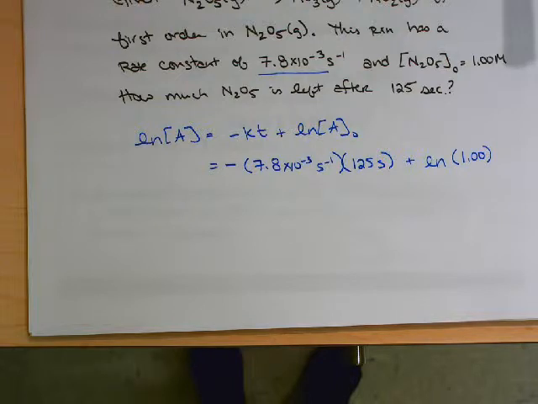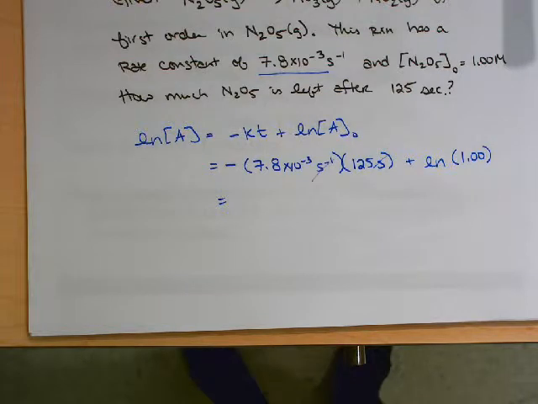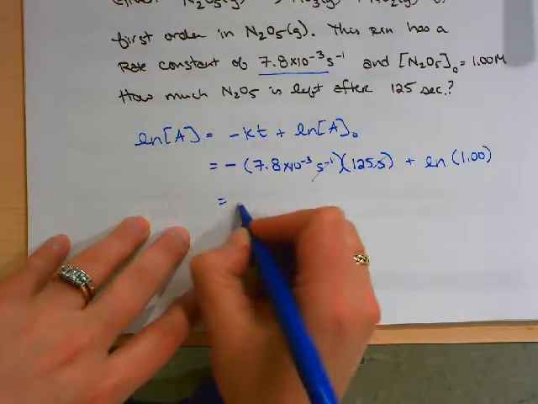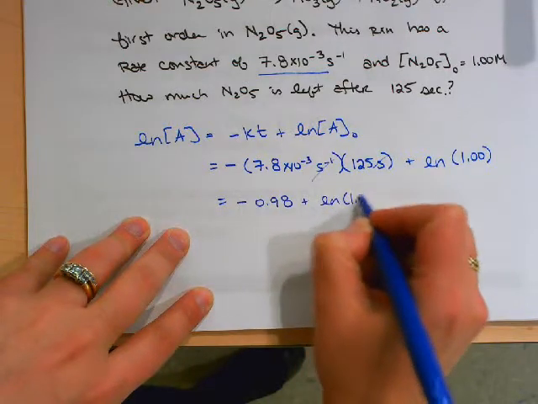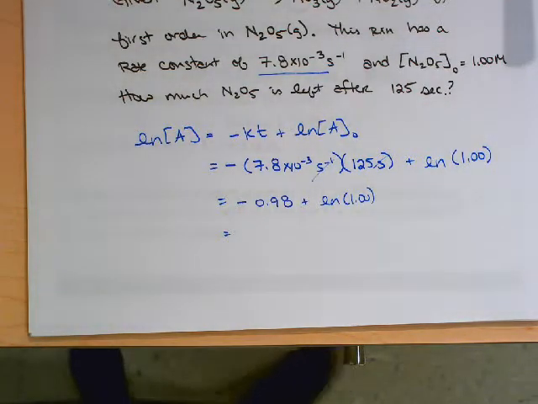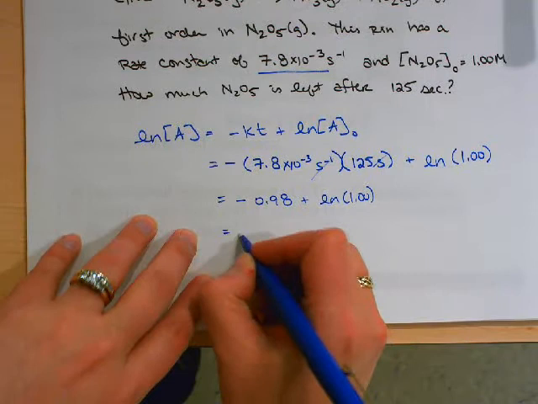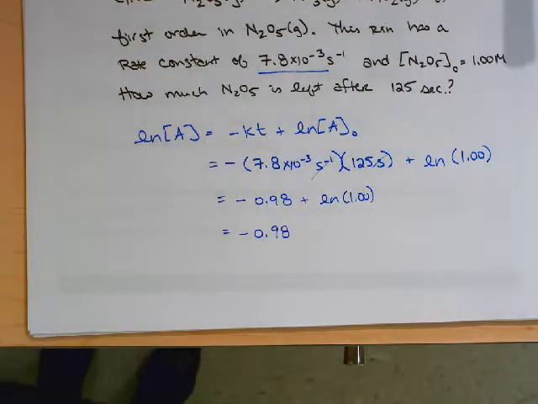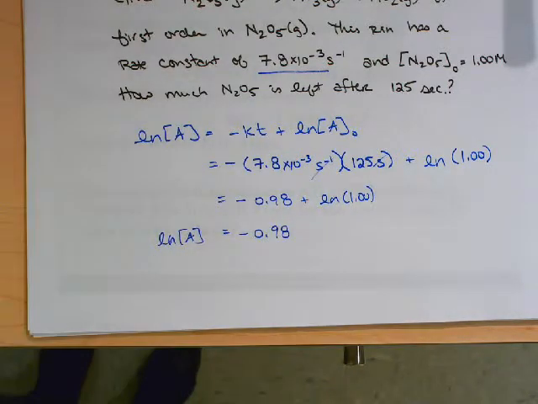Let's see. Well, things cancel out. What's the tricky thing about the natural log of 1? It's 0, so I try to make it real easy. So it's just equal to the same thing. Alright, this is now equal to that.